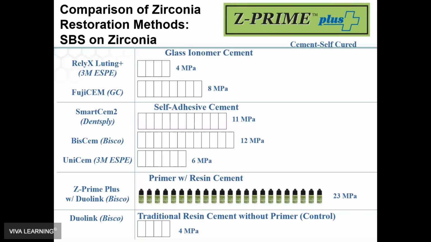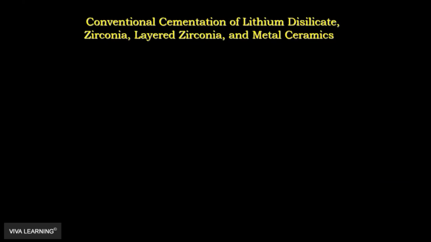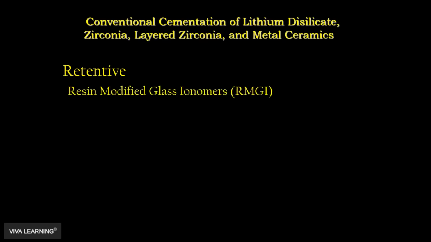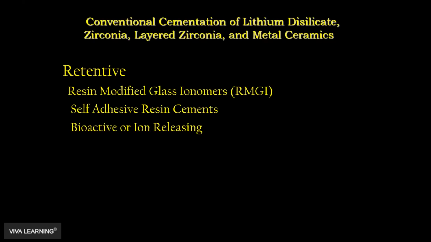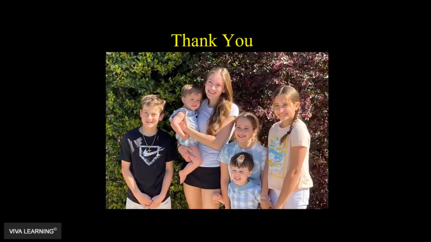So high bond strengths, you're going to get almost double the bond strengths if you use a zirconia primer as opposed to using a self-adhesive resin cement or something like that. So it's really beneficial. So I get asked, what cements do I use and when, and in what clinical situations? So we're talking about not adhesive resin cementing, but conventional cementing, either glass ceramics, zirconia, layered zirconia, or metal ceramics. And I have a retentive prep. You can use resin-modified glass ionomers, self-adhesive resin cements, or the bioactive ion-releasing cements. I think they all work. In a non-retentive situation, I'm going to bond with a universal adhesive and a dual cure cement.